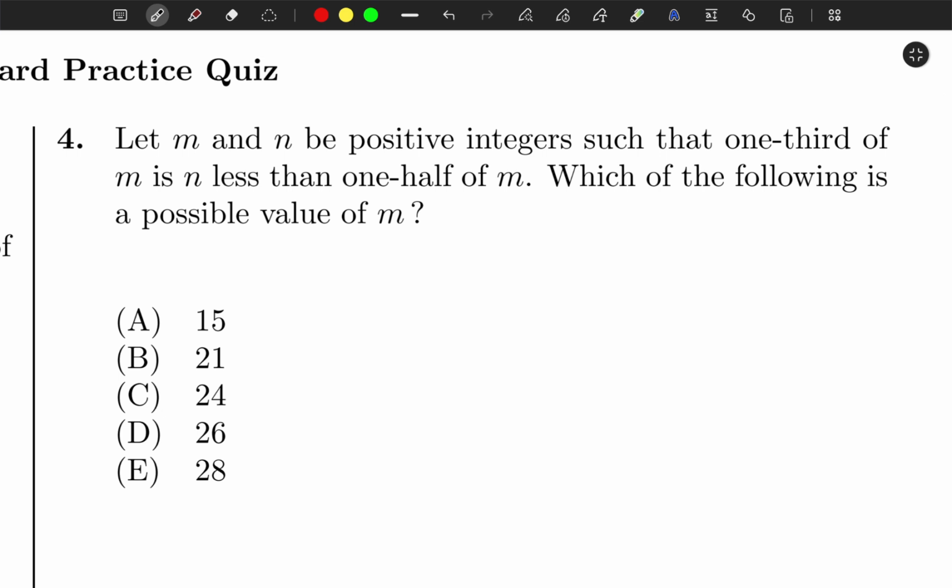All right, so the fourth question is, let M and N, that's a tongue twister. Let M and N be positive integers such that 1/3 of M is N less than 1/2 of M. Oh my god, okay, so that's crazy.